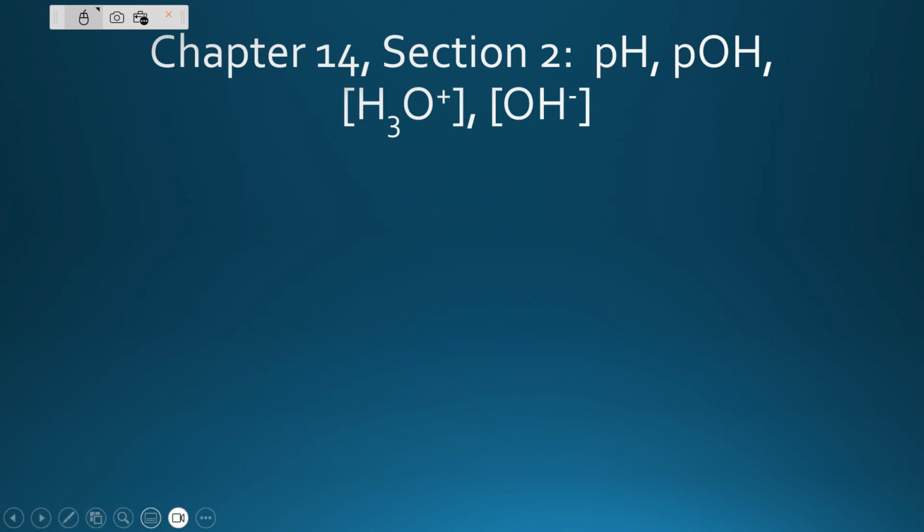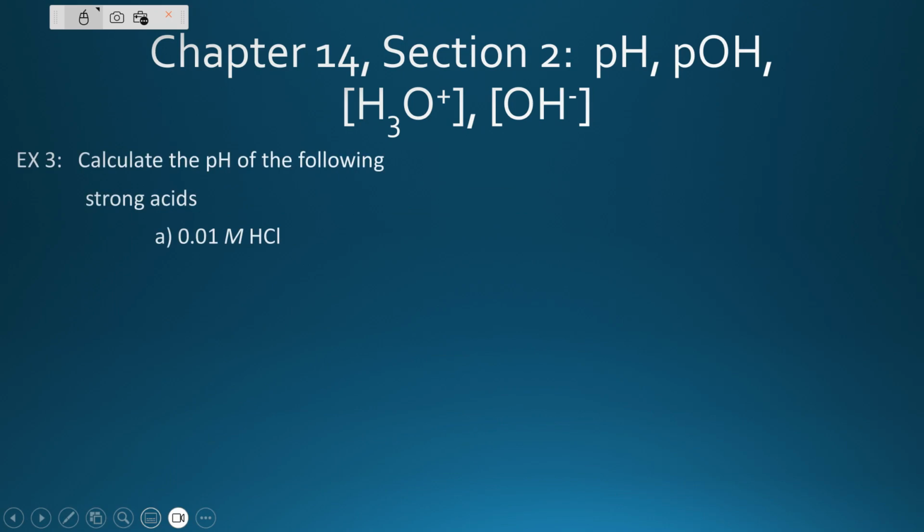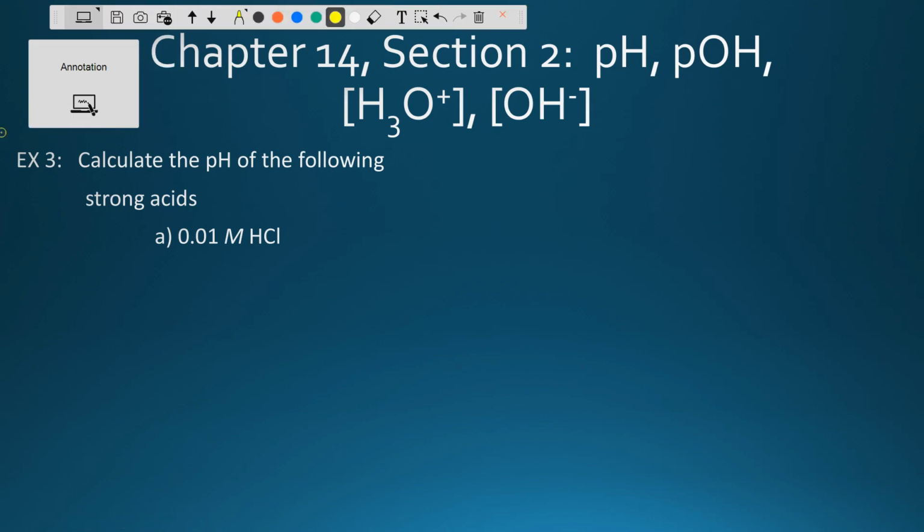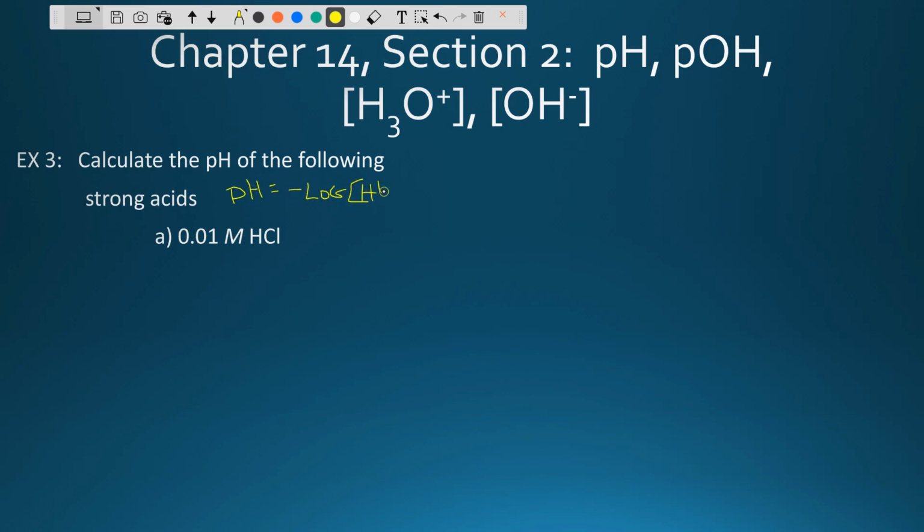Okay, so that's all we're going to be doing in this section. Let's take a look at a couple of these, and you're going to see some good trends. First example: I have a concentration of 0.01 molar. Now, remember, pH equals the negative log of my hydrogen concentration. Notice that this is an acid, and we're being told this is a strong acid.